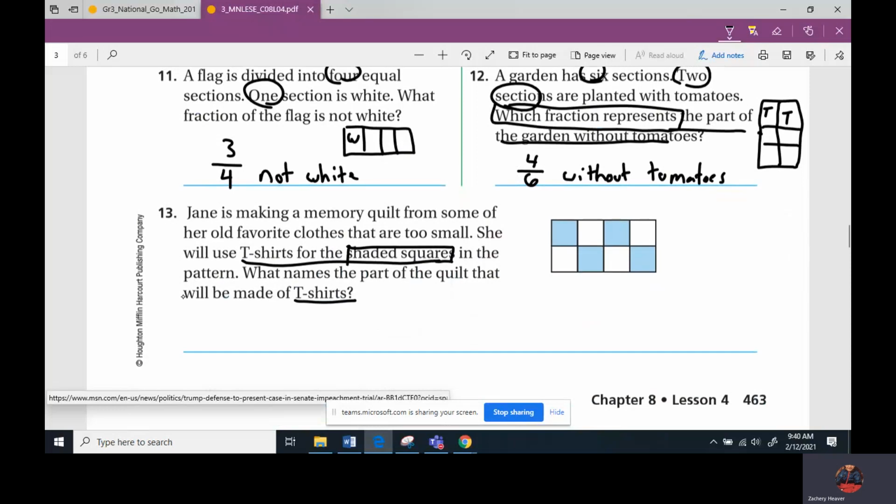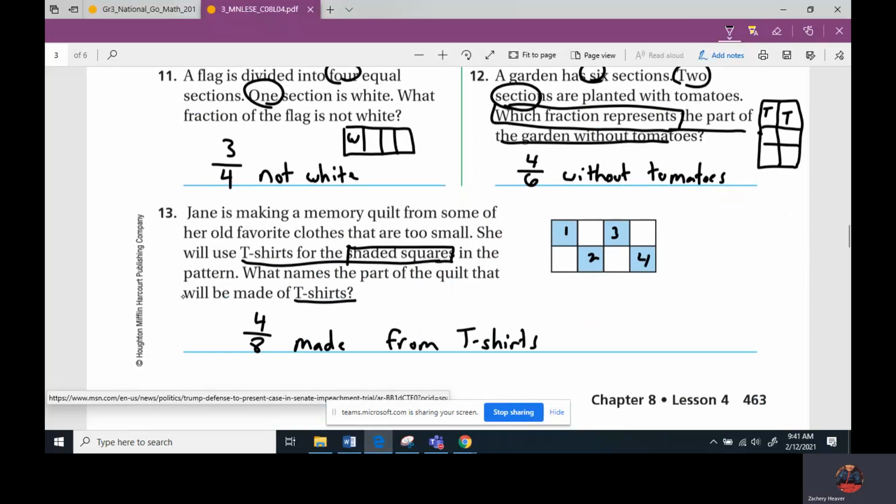So first off, let's find our denominator. Let's find our bottom number to tell us how many we're working with. And that's how many we have total. So we have 1, 2, 3, 4, 5, 6, 7, 8. We have 8 total parts. And we're using the shaded squares for t-shirts, and that's what they want to know. That's 1, 2, 3, and 4. So 4/8 will be made from t-shirts.